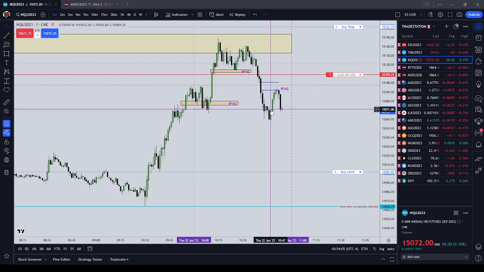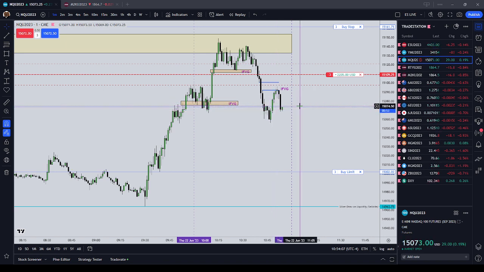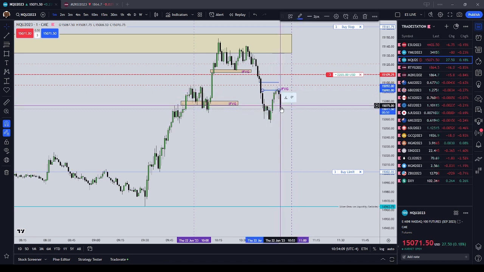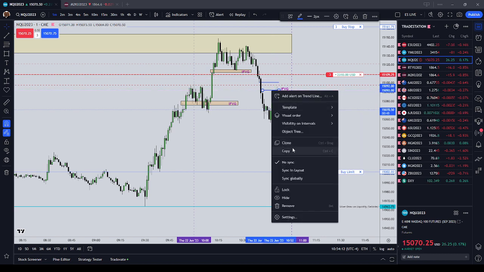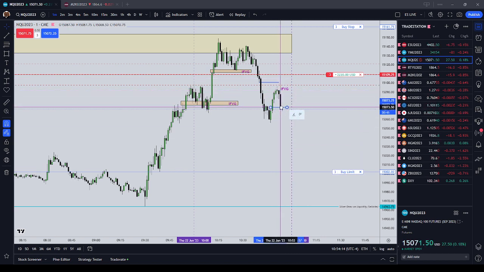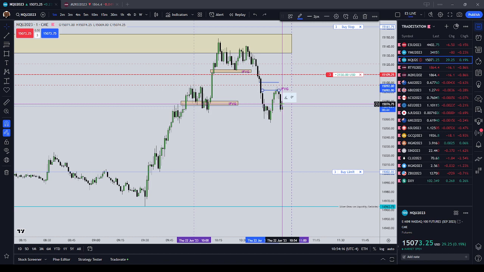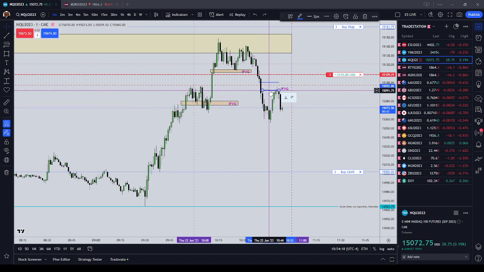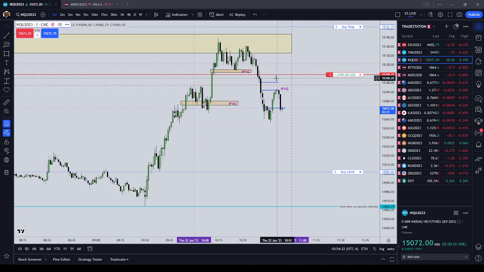So you have a fair value gap here that might want to invert. No, that didn't want to work. Okay, let's try the clone. So we have another fair value gap right here, separation in the candles, that might want to invert.